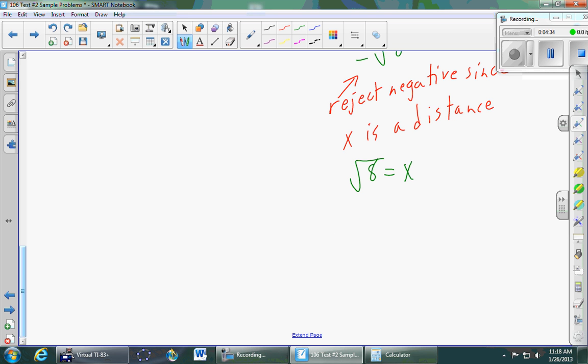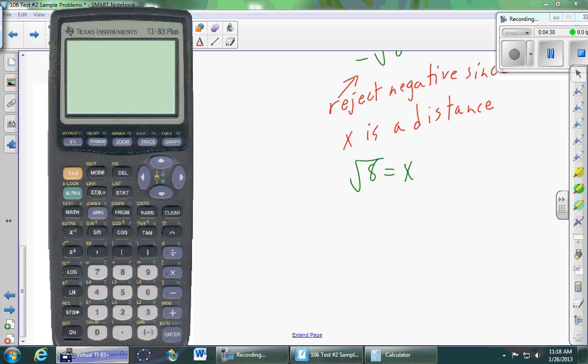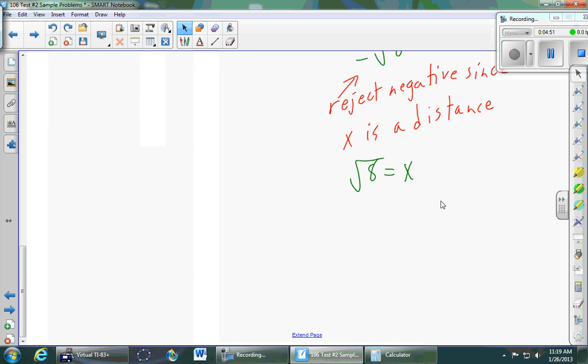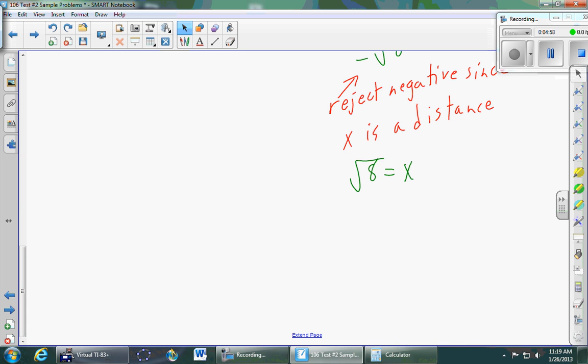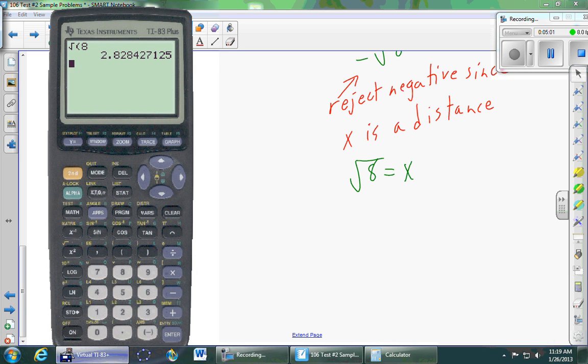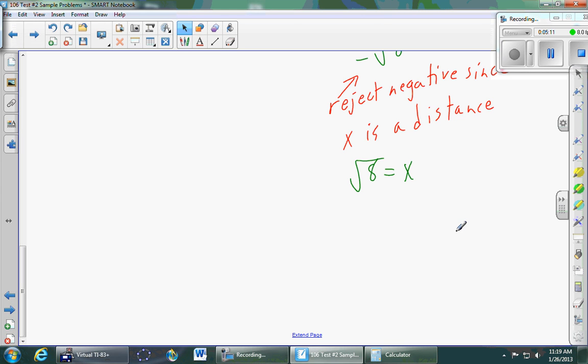We're going to type this into the calculator, so let's do that now. So square root of 8 should be something a little less than 3. And we get 2.8. Let's see what we're supposed to round to in this problem. Round your answer to the nearest hundredth. Okay, so nearest hundredth here, 2.8, and then it's the 2 that we're focused on because that's in the hundredth spot. So that means we look at the next digit. That 8 tells us to take this 2 and go up. So it goes to 2.83. So it turns out on that diagonal, Curtis ends up walking about 2.83 miles.